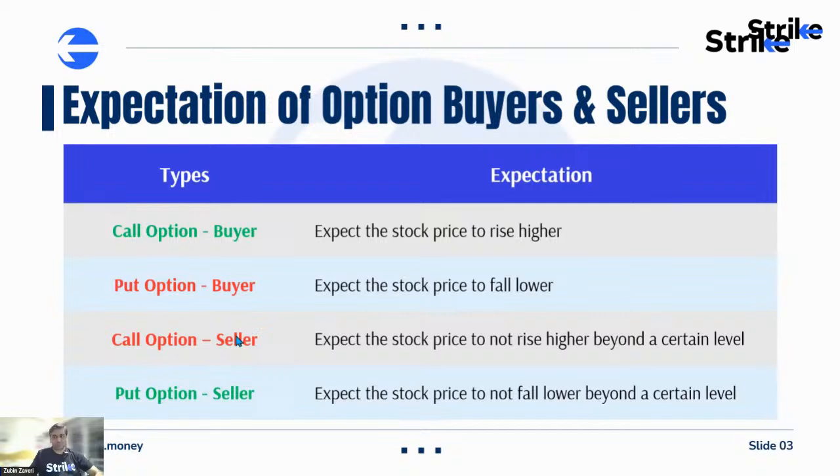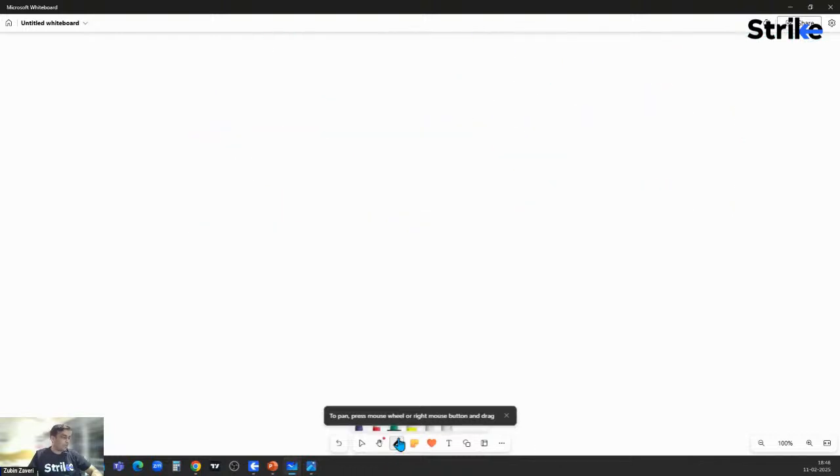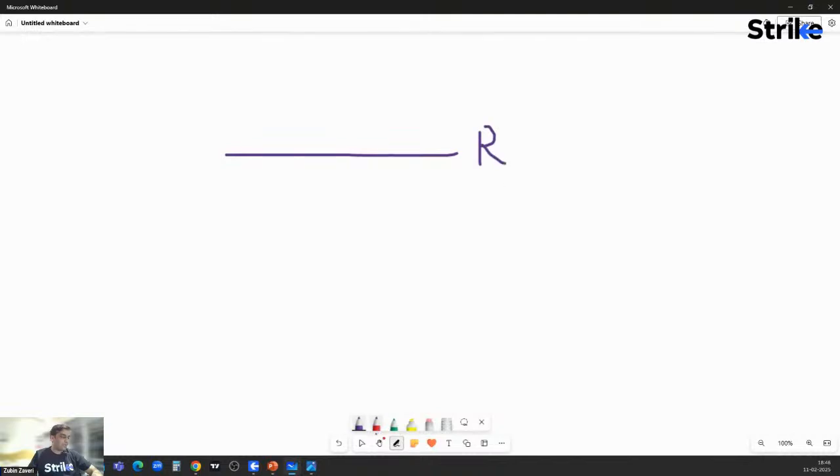Clear? Yes. So now, my friends, we have to understand from the seller's point of view that they are the stronger people, the smart people. Coming back over here, let me pull up a new screen. Now let's suppose there is a resistance level. Okay, this is a resistance level.